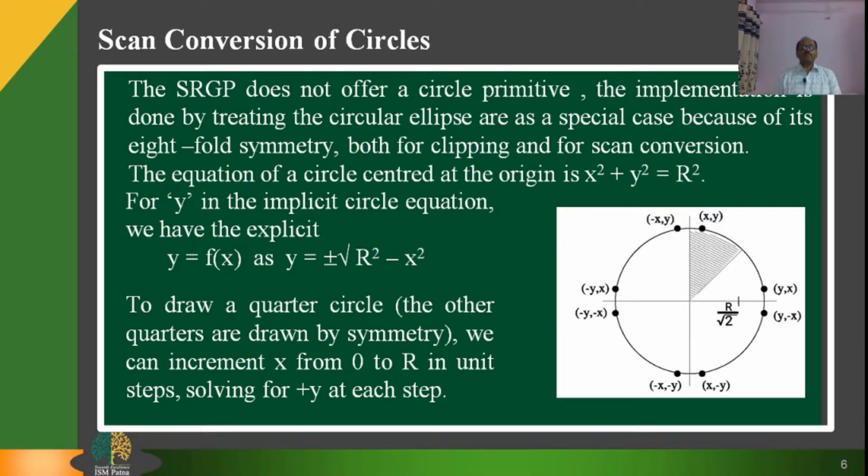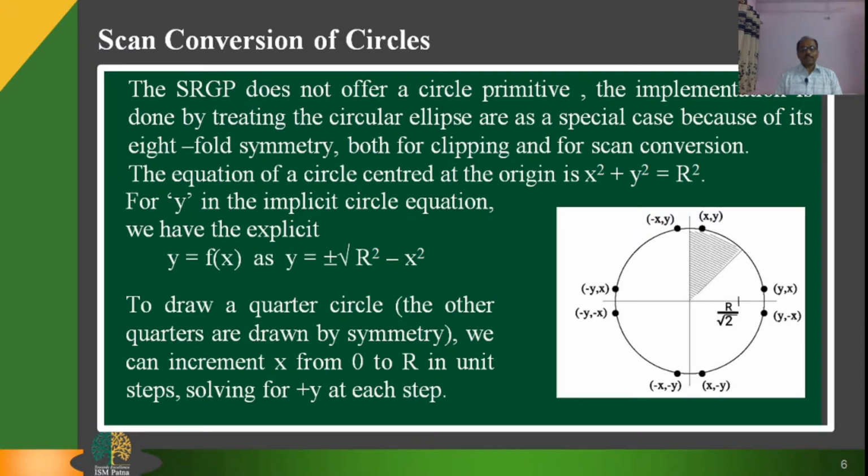The next one is the circle. SRGP does not offer a circle primitive. The implementation is done by treating the circle or ellipse as a special case because of its 8-fold symmetry. SRGP is the Simple Raster Graphics Package.